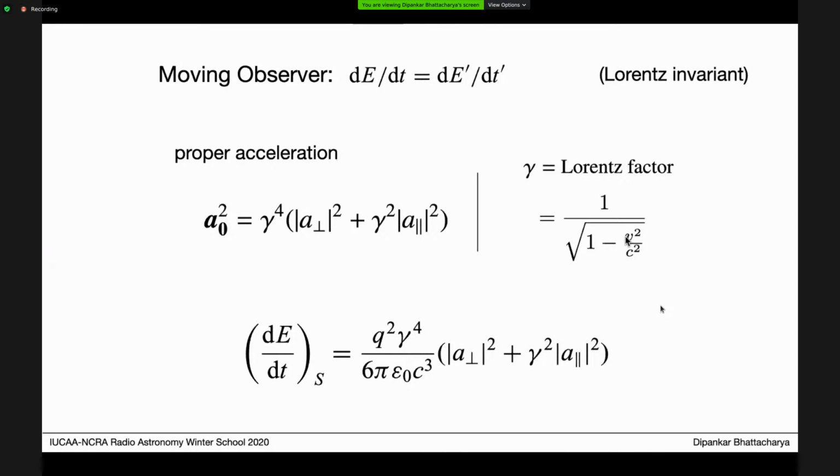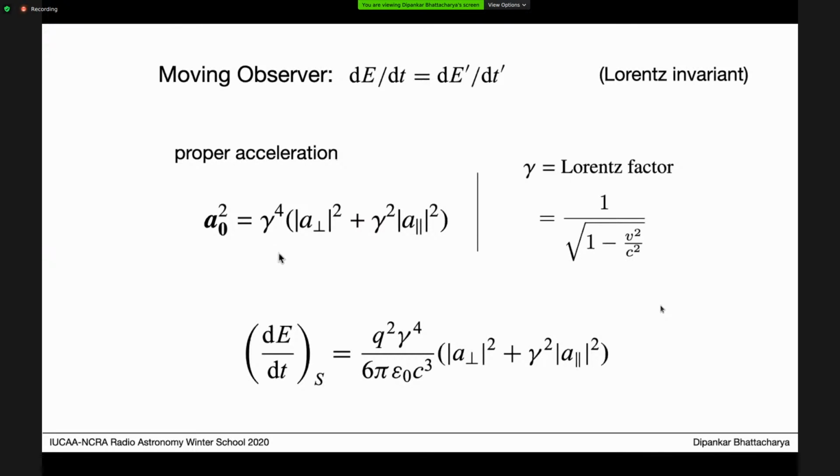So the closer the speed approaches the speed of light, the larger is the Lorentz factor. As v tends to c, gamma will tend to infinity. When v is 0, gamma is 1. So if the observer is stationary, then of course a0 squared is simply a perpendicular squared plus a parallel squared, which is a squared. On the other hand, if there is a motion, then we have to use these Lorentz factors to transform the measured acceleration to the rest frame acceleration.